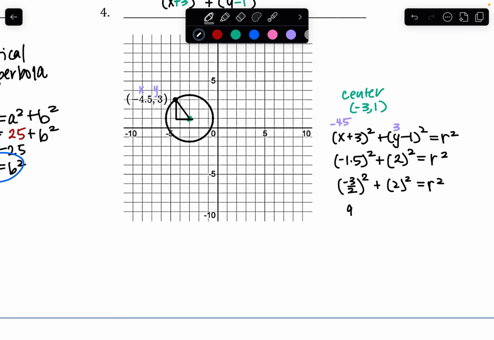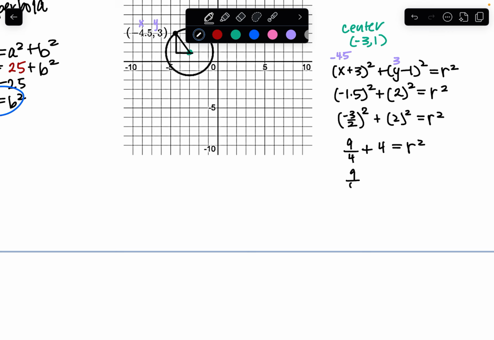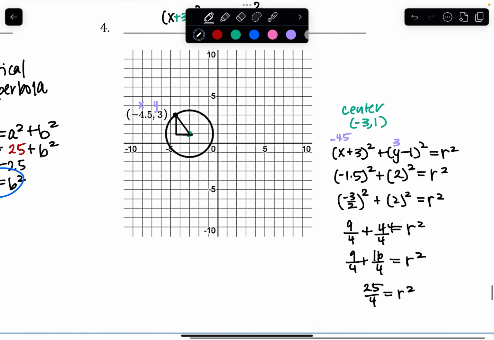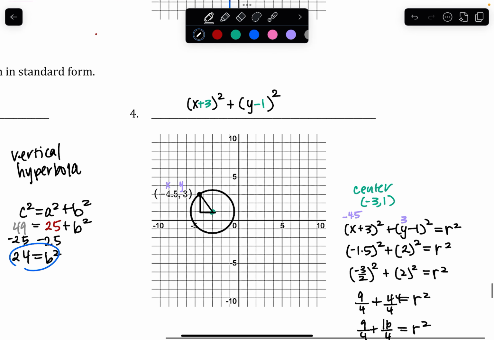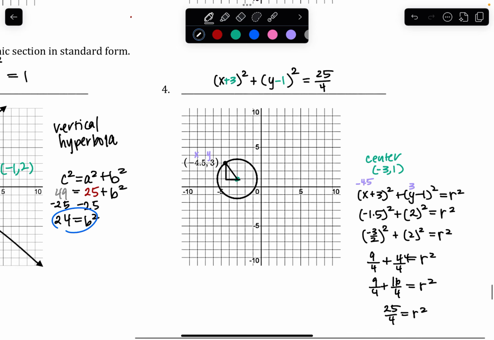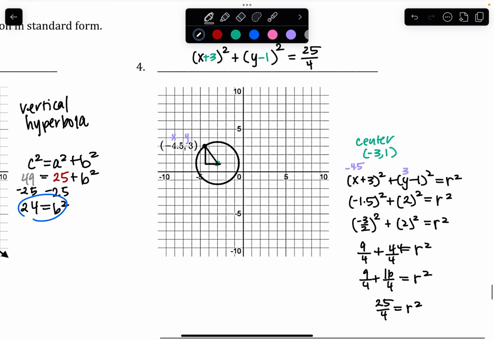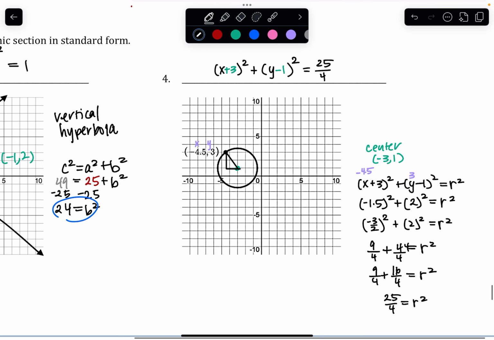We just square the top and square the bottom, so that gives us 9/4. 2 squared is 4. And then we can get a common denominator. 4 is the same thing as 16/4. And so we have 25/4 equals r squared. And that's what shows up in our equation. And so equals 25/4. If we needed the actual radius, we would just square root the top and bottom and get 5/2, which is 2.5. And you can see from the graph that it is about 2.5.